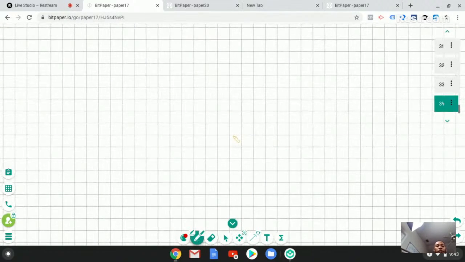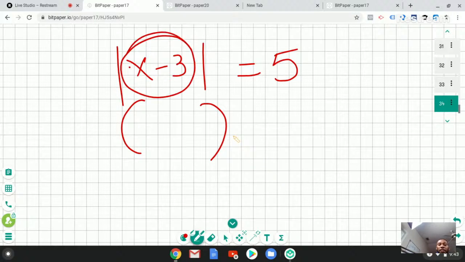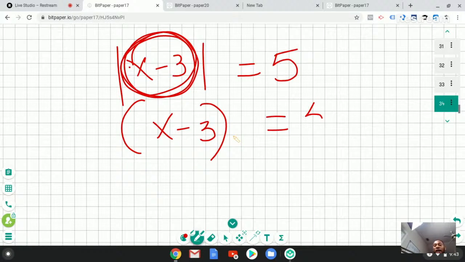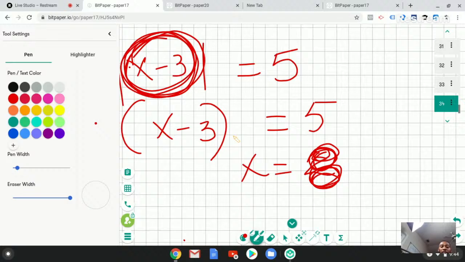Normally this is how I would do it. Let's say I have the absolute value of x minus 3 is equal to 5. If the thing inside of this absolute value is positive, all I'm solving for is x minus 3 is equal to 5. So that means x is equal to 8, actually.